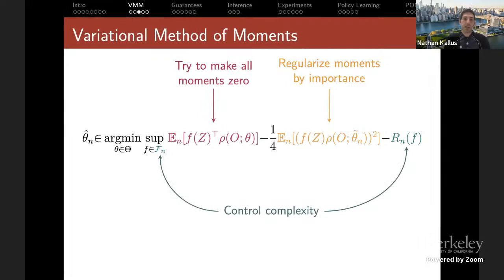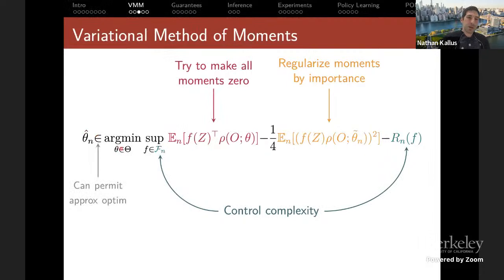Finally, we're going to control the complexity of our function class by either changing the set of functions we're looking at and/or choosing a regularizer. There's some sort of redundancy there, but because of the flexibility this allows us, I'm going to include both a possibility for choosing growing function classes and having some regularizer. Okay, so that's the VMM, right?